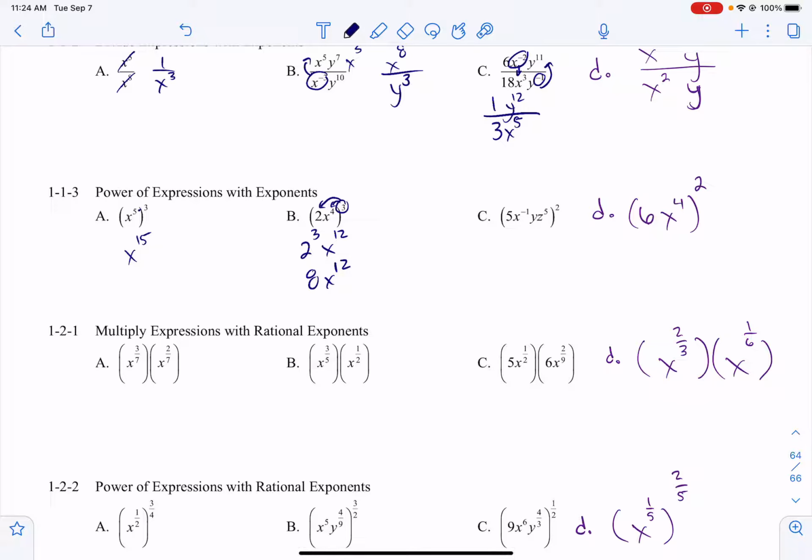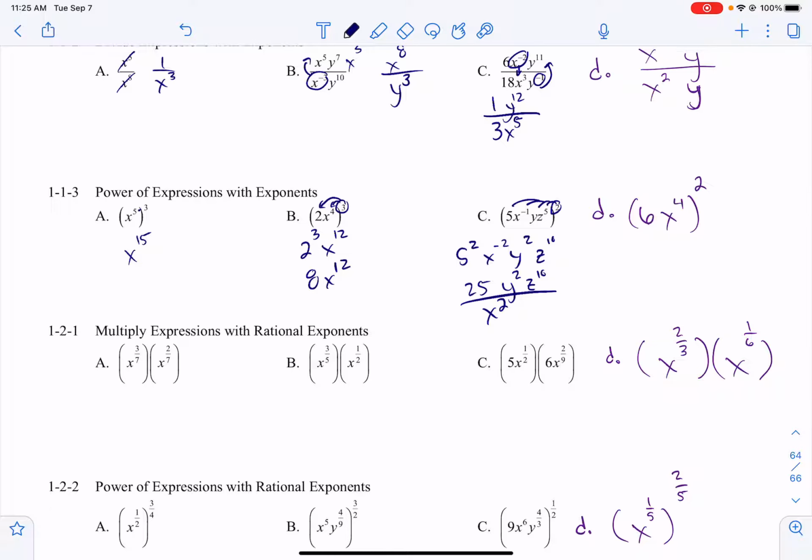Part C, this 2 gets distributed to everything. So I get 5 squared, x to the negative 2, y squared, z to the 10th. The 5 squared is 25. The x to the negative 2, I move to the bottom and make it a positive. My y squared and z to the 10th stay right where they are, on top.